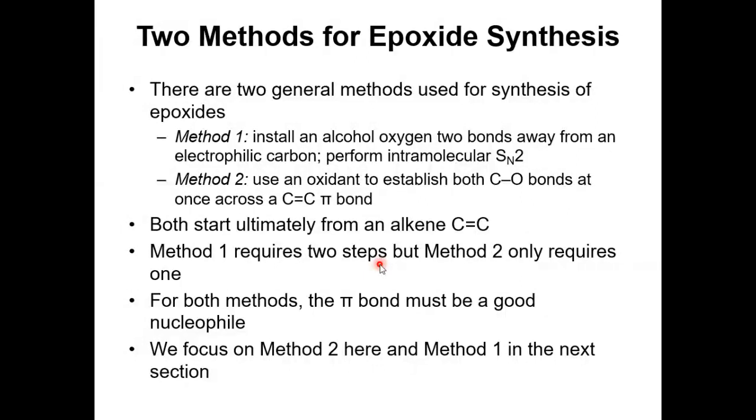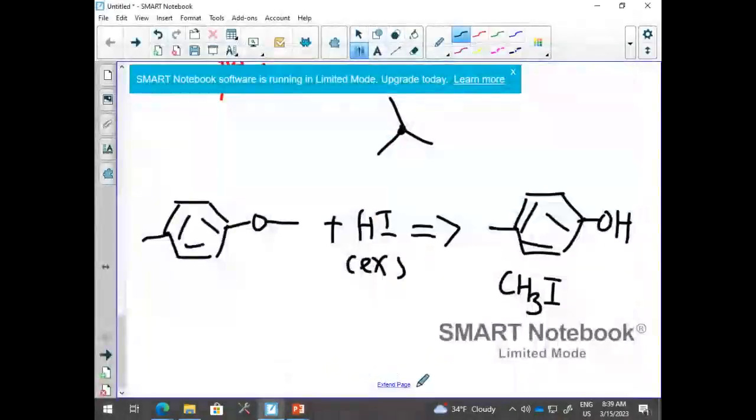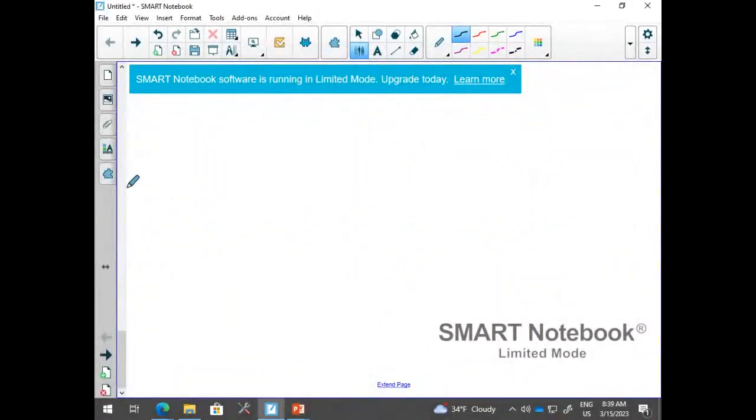For both methods, the pi bond must be a good nucleophile. What does that mean? It means these 2 methods will not work well on an unsubstituted CC double bond, let's say just plain ethene. This CC double bond has substantially lower electron density than something like here. Again, this is something we learned in organic 1.